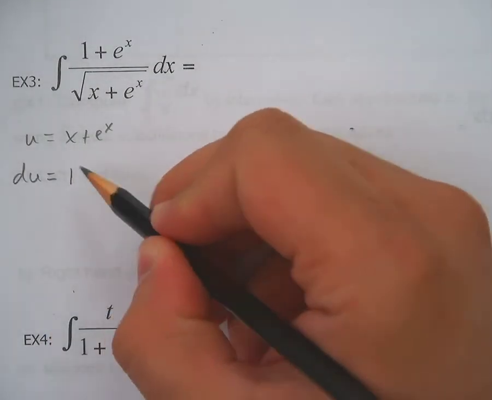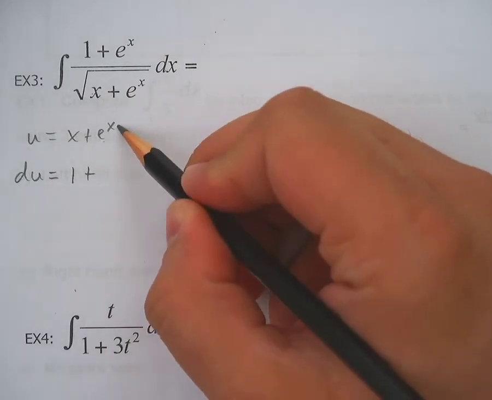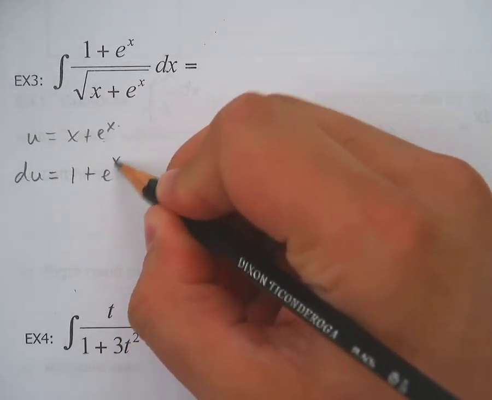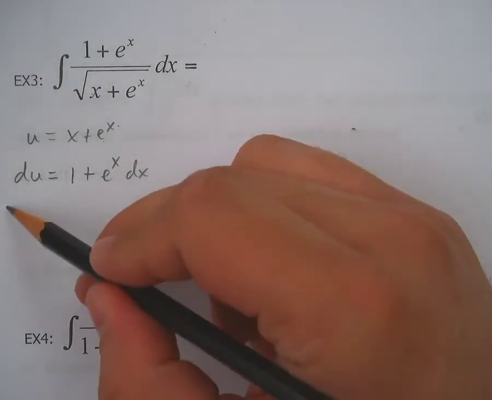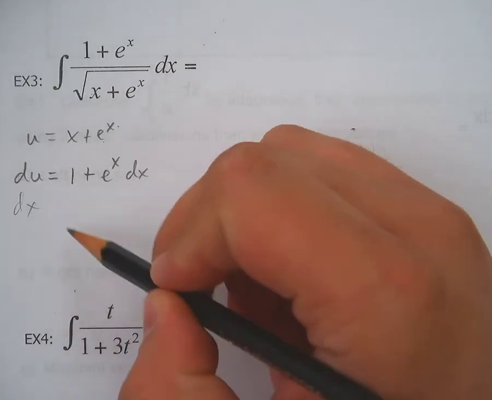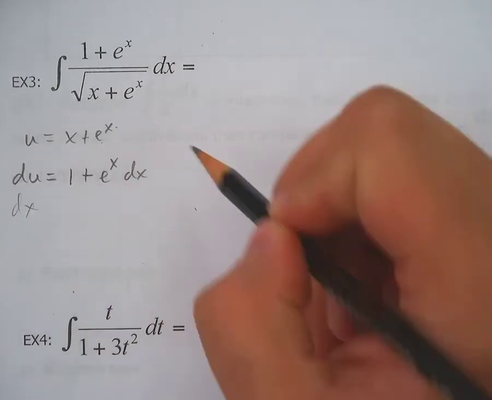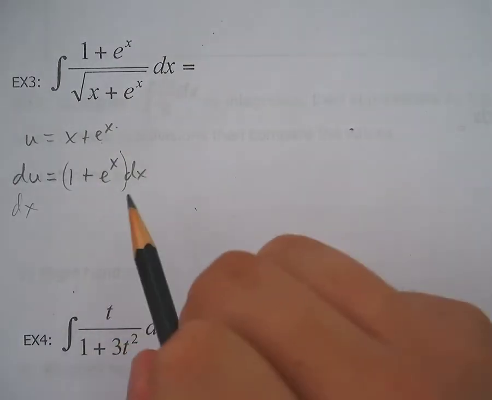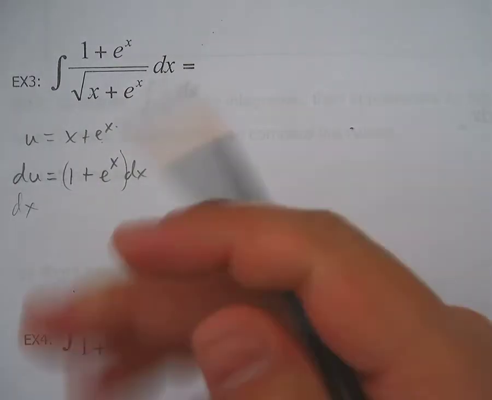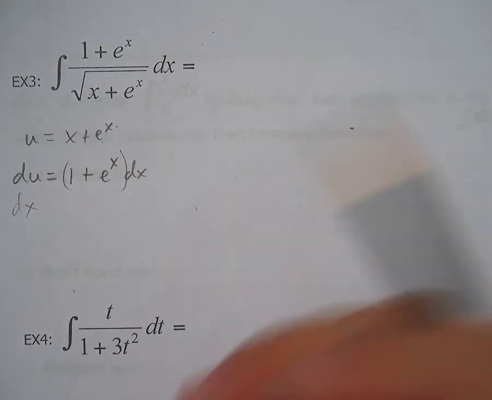Derivative of x is 1 plus the derivative of e to the x is e to the x. And dx, yay, look at this. Look at us going. Now, when your dx was over here, and you multiplied it over here, it's important to remember that it's more like this with parentheses. It's 1 plus e to the x, all of that times dx.